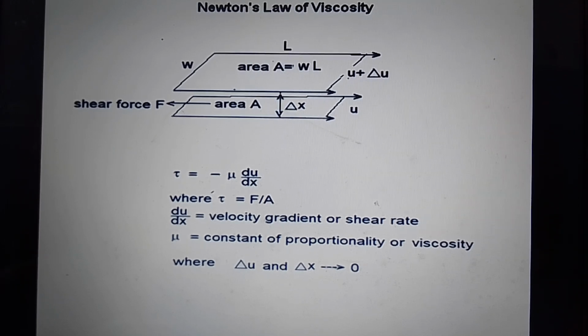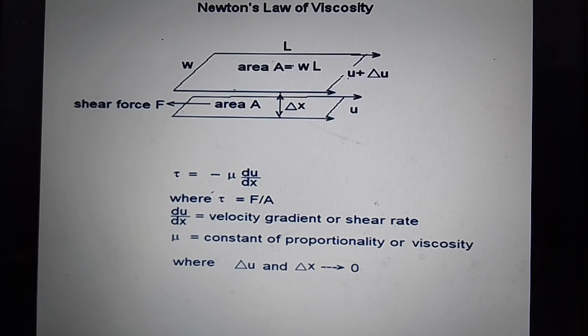The flow area in contact is the surface area. Tau, the shear force per unit area, is equal to minus mu times del u by del x, where mu is the viscosity constant, or the constant of proportionality. It is a property of any fluid which is very much unique. When a fluid flows in a system, the property is a constant value as long as the temperature and other conditions are the same.